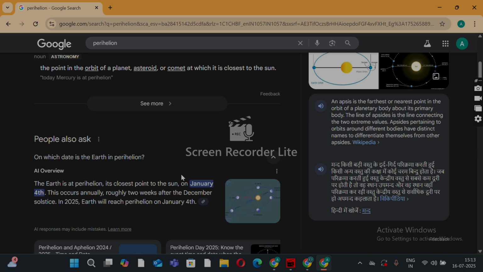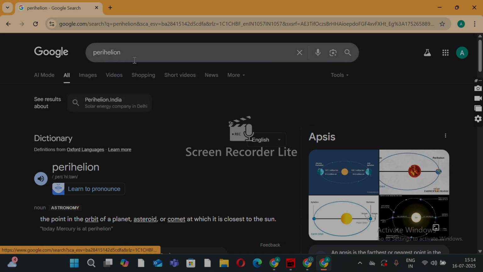It was in perihelion on January 4th. Closest point to the sun. This occurs annually, roughly 2 weeks after the December solstice. We have already studied it. In 2025, Earth will reach perihelion on January 4th. It will not be super hot. It will be cold because of the month. Because of where we are living, in the southern hemisphere, it's more hot.